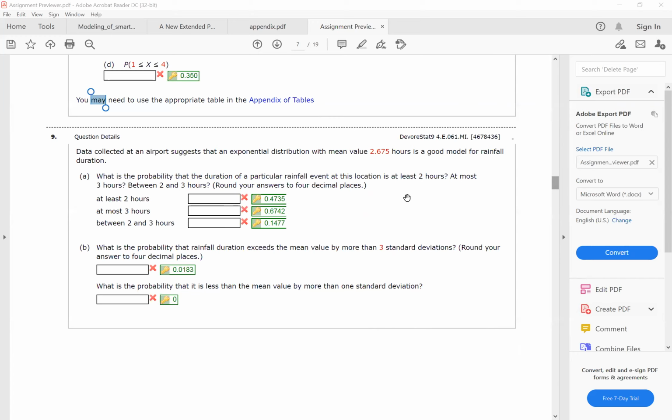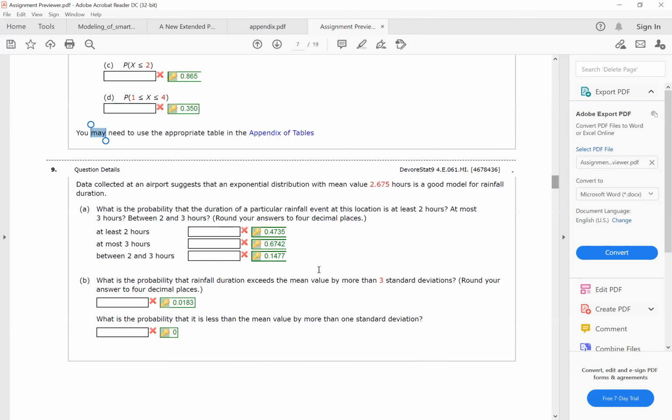So what is the probability that rainfall duration exceeds the mean? Part B, probability of x, where x exceeds the mean value by more than 3 standard deviations. Plus 3 standard deviations means 3 times the standard deviation. So we are looking for the probability of x, where x is greater than mu plus 3 sigma.